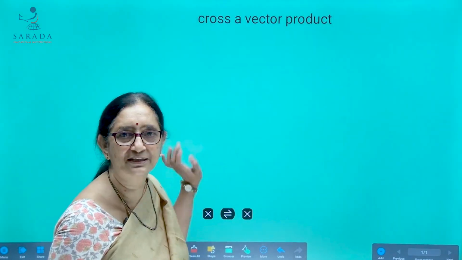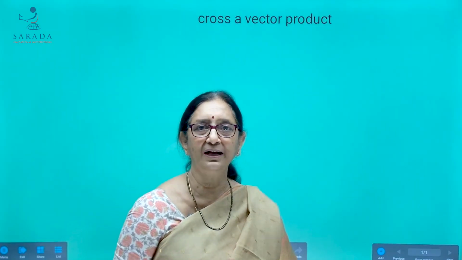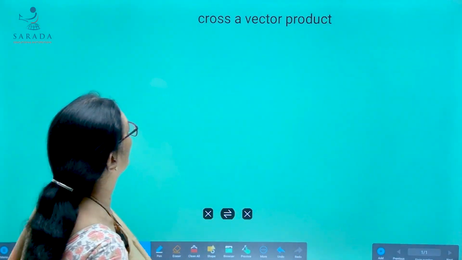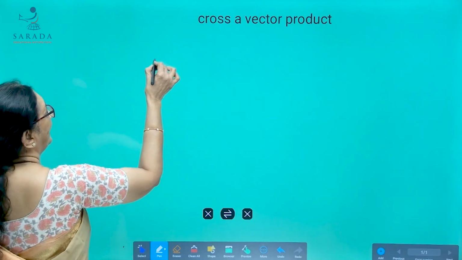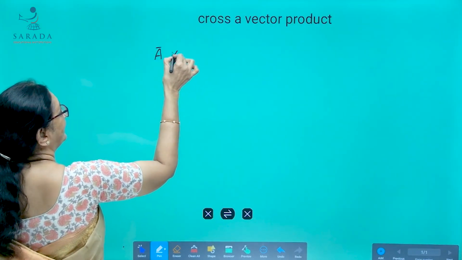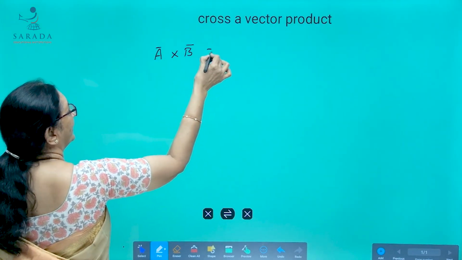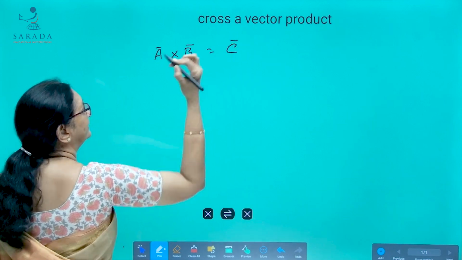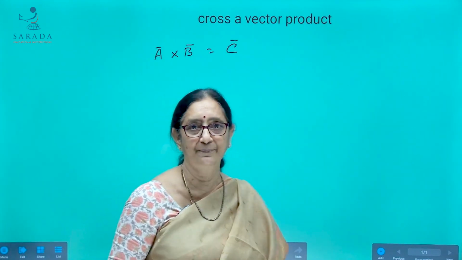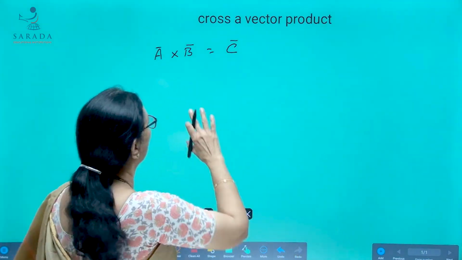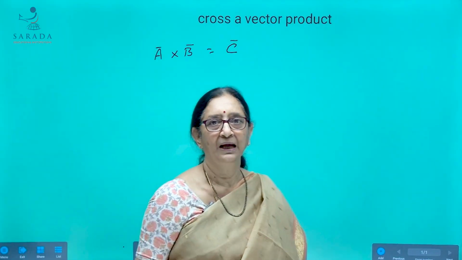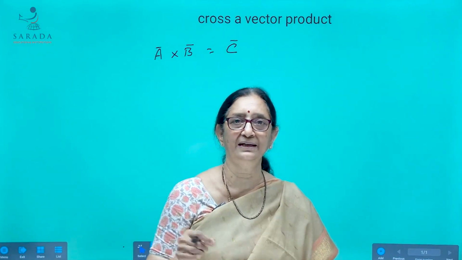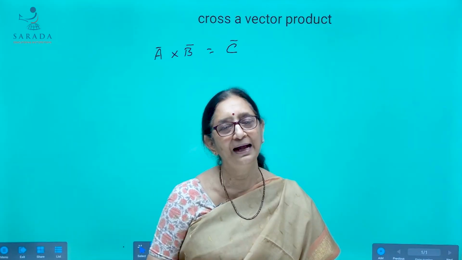the resultant as a vector, then that product is called the vector product or cross product of two vectors. Now look here. A bar, B bar are two vectors. Their cross product is also a vector. We represent it as C bar. So the cross product of two vectors always gives rise to a vector. And we know a vector has both magnitude and direction.